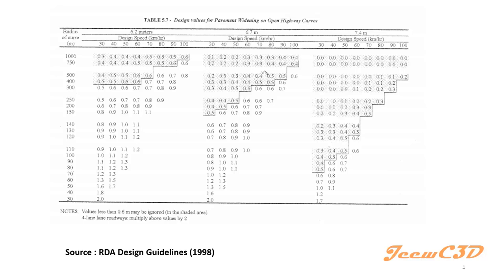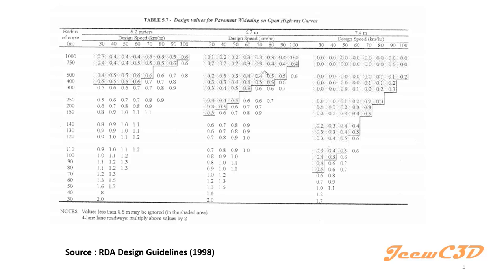Usually curve widening is a very expensive thing, because you have to widen the pavement or the lanes to accommodate these vehicle paths. So usually if this widening width is less than 0.6 meter, we ignore that widening, so we don't widen. If the widening is greater than 0.6 meters, we will be widening the road.